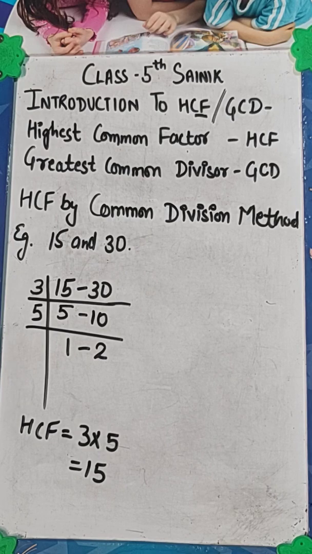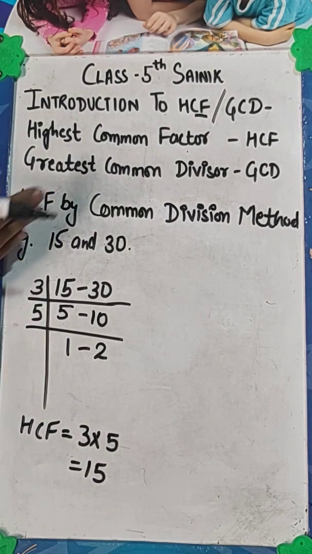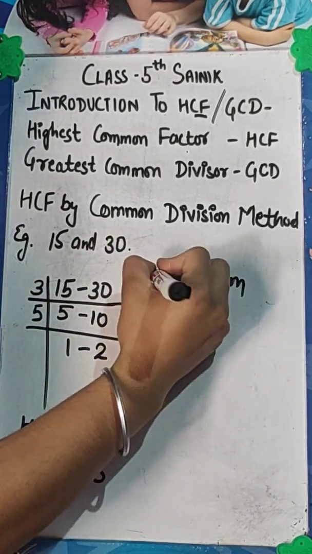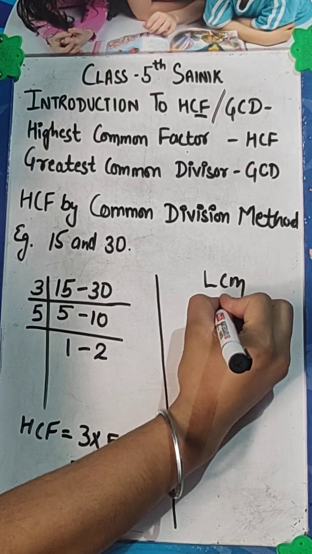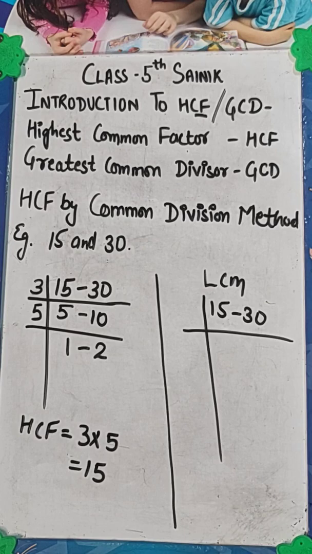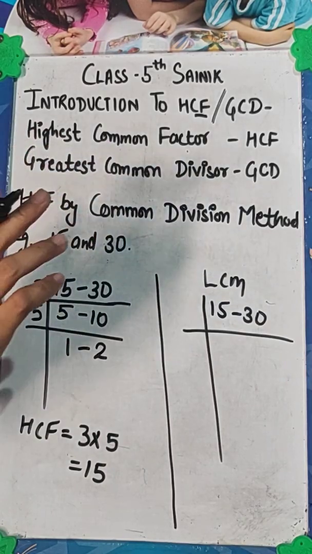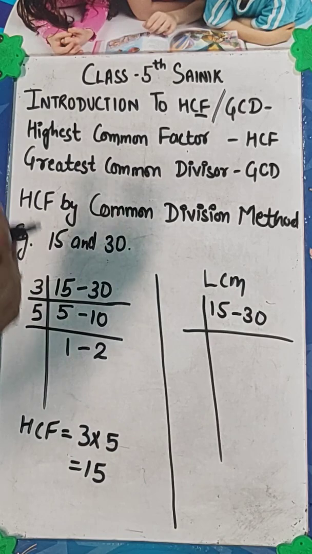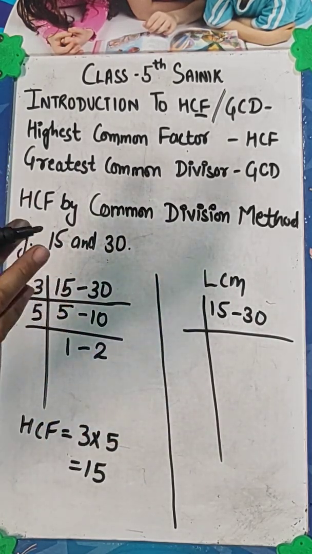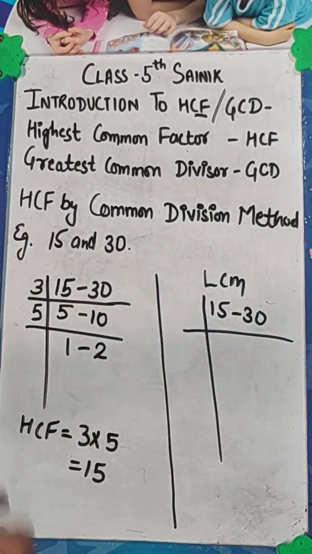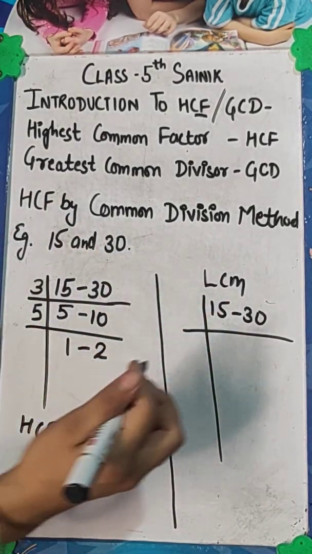Most of the students are getting confused in finding the HCF and LCM by the common division method. Let us find the LCM as well. If I take 15 and 30. Now in LCM you can take any number whether it is divisible by both or by one. Whichever number you take, if it divides both, we take that number, and if it divides only one, we still have to take it. Means we have to take that number which divides either one or both.